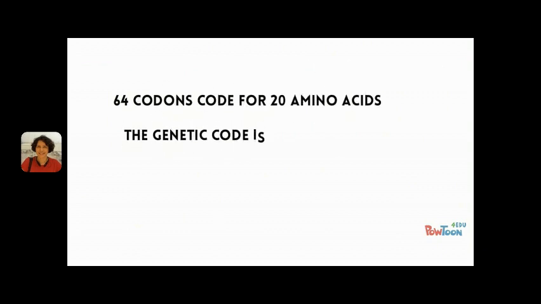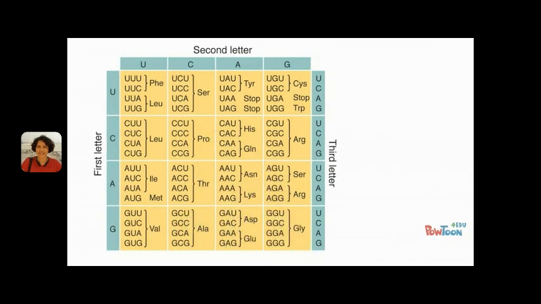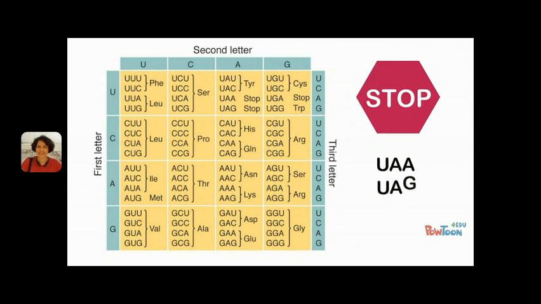There are 64 codons in the genetic code and only 20 amino acids. So most amino acids are coded for by more than one codon. There are actually 3 codons that do not code for any amino acid. They are the stop codons. As the name implies, they are used to indicate the end of the polypeptide. The 3 stop codons are UAA, UAG, and UGA.